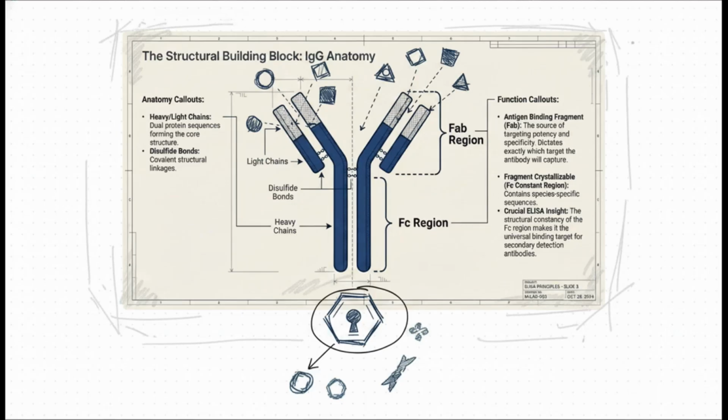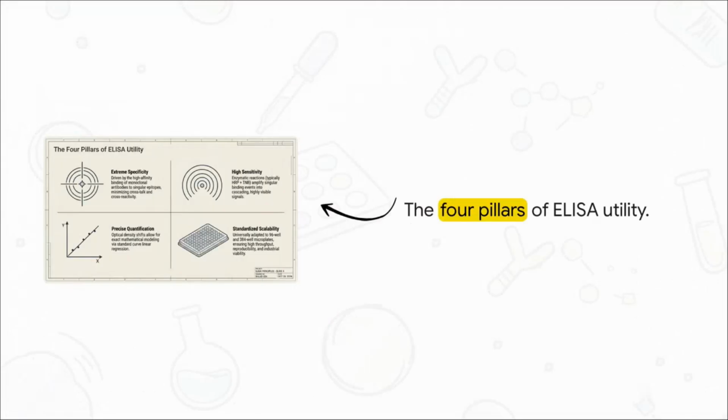Notice this classic Y shape right here. The top arms, what we call the Fab region, are where the targeting potency lives. That dictates exactly what the antibody is going to capture. But look down at the stem, the Fc constant region. This lower part has highly conserved species-specific sequences. And as we'll see in just a minute, this Fc region acts as a totally crucial universal binding target for secondary antibodies.